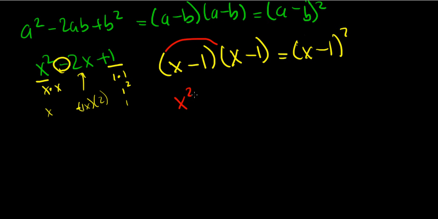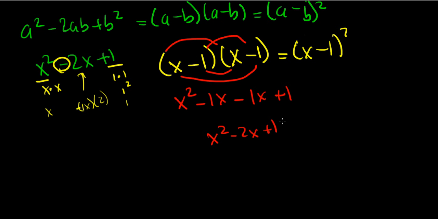Now, if we wanted to check this, we could FOIL the x minus 1, so we'll go ahead and do that. So x times x gives us x squared, negative 1 times x gives us negative 1x, x times negative 1, another negative 1x, and then negative 1 times negative 1 gives us a positive 1. And if we simplified, we would get the original equation.